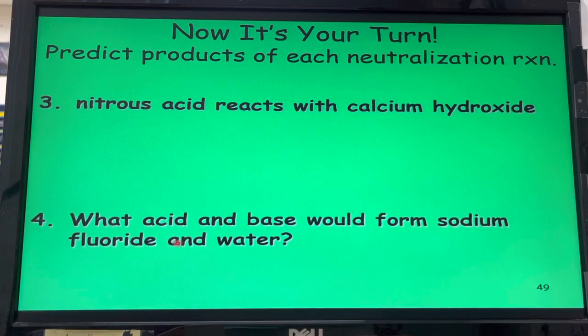And write down the proper products. Balanced reaction, okay? And then what acid and base would form sodium fluoride and water? So now you're going backwards. You're given for number 4 the products, and you have to double replace them in a reverse neutralization reaction, and determine what the acid and the base would be, okay?